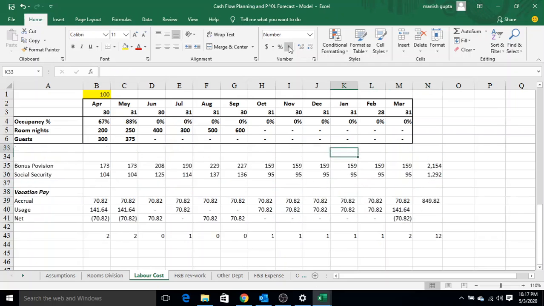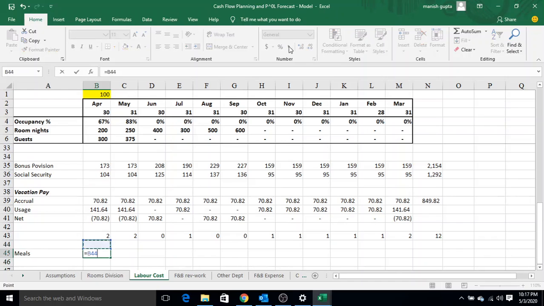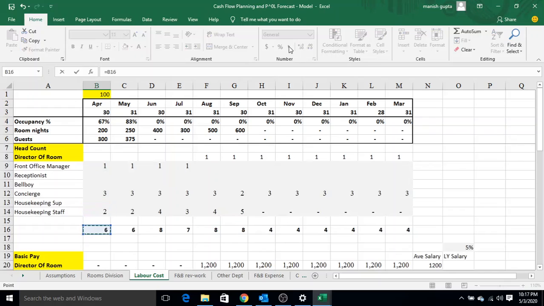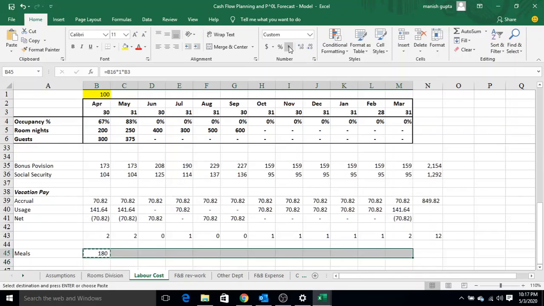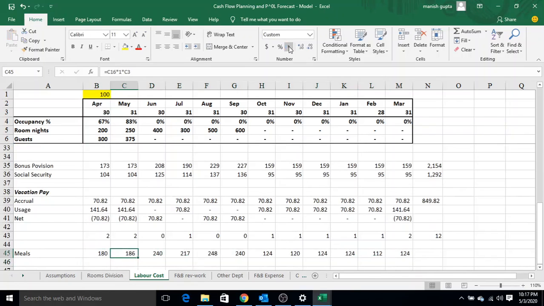There are other benefits, for example meals. Based on the meals, you can work out how much money you are spending on average per person per day, based on the number of staff. Here is the number of staff. So you can say, okay, if I am spending $1 per day, so given the number of days, my spending will be $180 in this month, and until the end of month will be different. So every month the meal expenses will be different depending on how many staff we hire in that particular month.